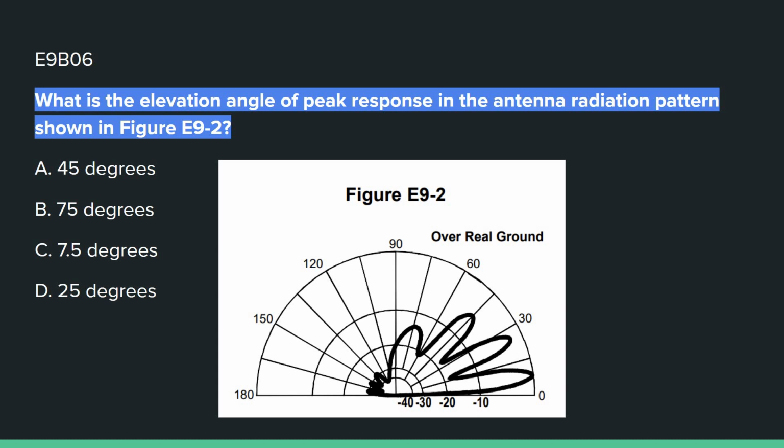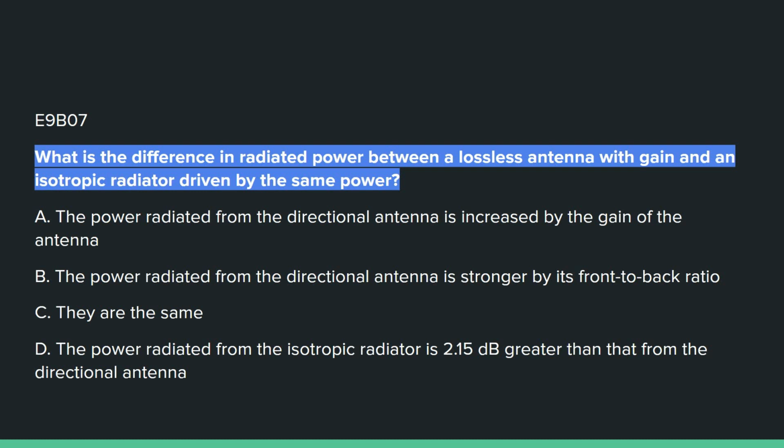E9B06, what is the elevation angle of peak response in the antenna radiation pattern shown in figure E9-2? It's C, 7.5 degrees. E9B07, what is the difference in radiated power between a lossless antenna with gain and an isotropic radiator driven by the same power? C, they are the same.